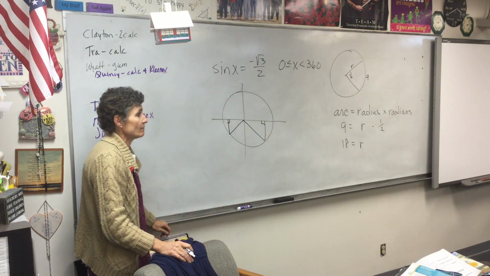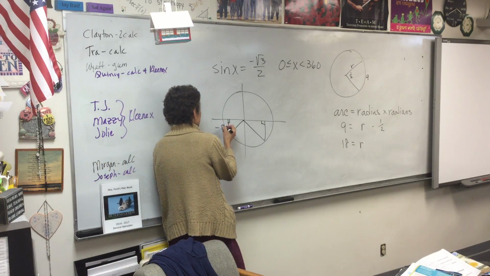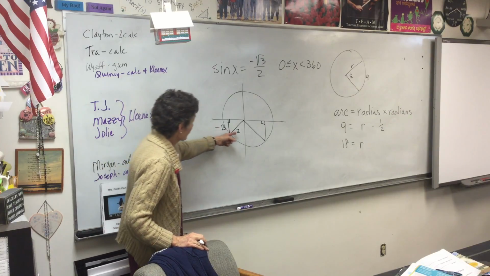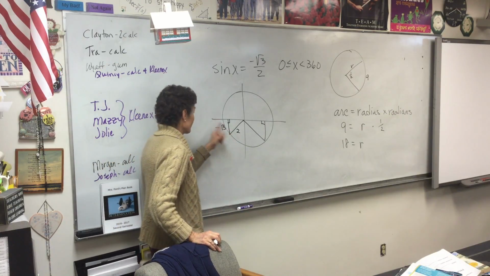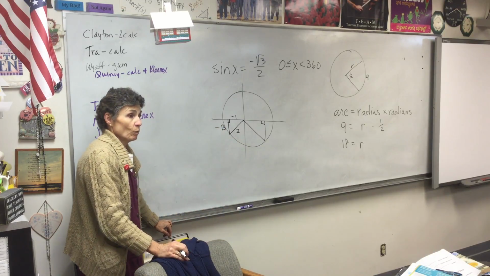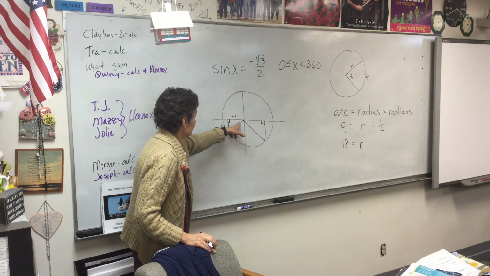I need a negative y value. So that when I label this, it's negative root 3 over 2. Sine is opposite over hypotenuse. That makes perfectly good sense. And this side would be negative 1. So how big is that angle right there?